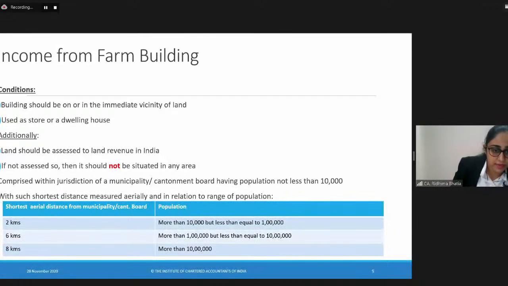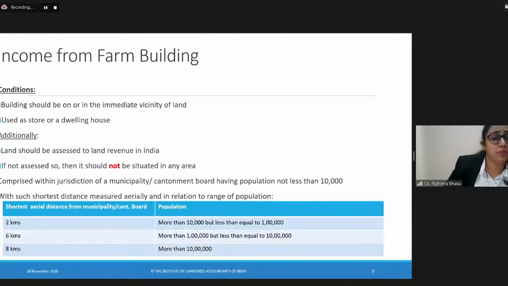First, this is my cantonment area, number one. Any land in an area which has a population of not less than 10,000 would not be considered. Then any land within 2 kilometers of this cantonment area, if the population of this cantonment area is more than 10,000 but up to 1 lakh, then any land up to this 2 kilometers will also not be fit for exemption under section 10.